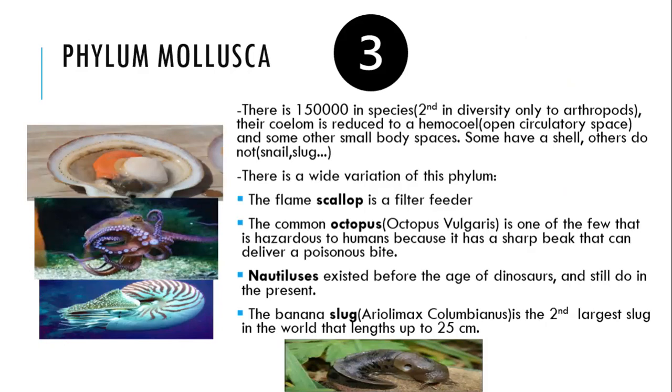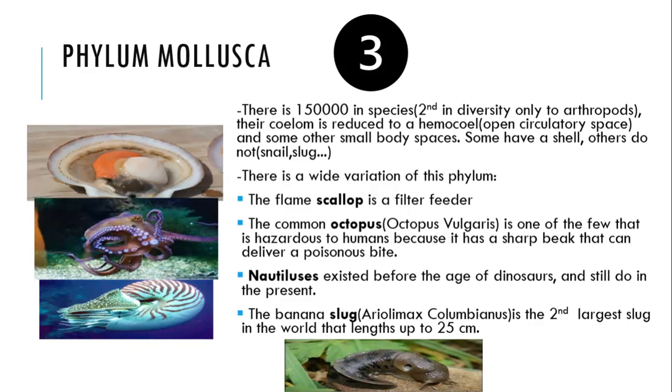Mollusca is a very diverse phylum. It's the second most diverse phylum next to arthropods. Arthropoda is the most diverse phylum. We have more than 150,000 species that belong to the phylum Mollusca. They are coelomates, but their coelom is kind of reduced to a hemocoel, because their coelom is actually open to the outer part of the body. It's open to the exterior.